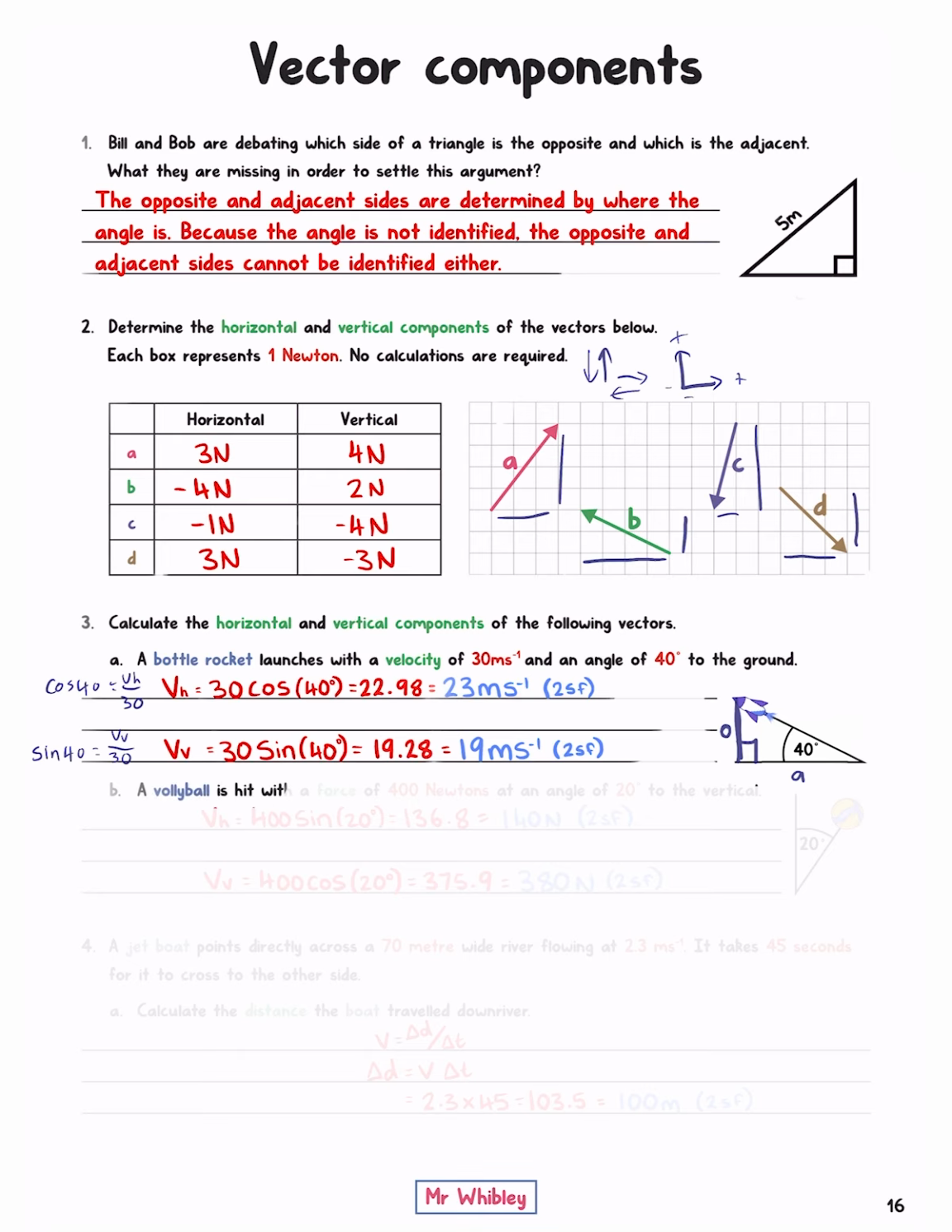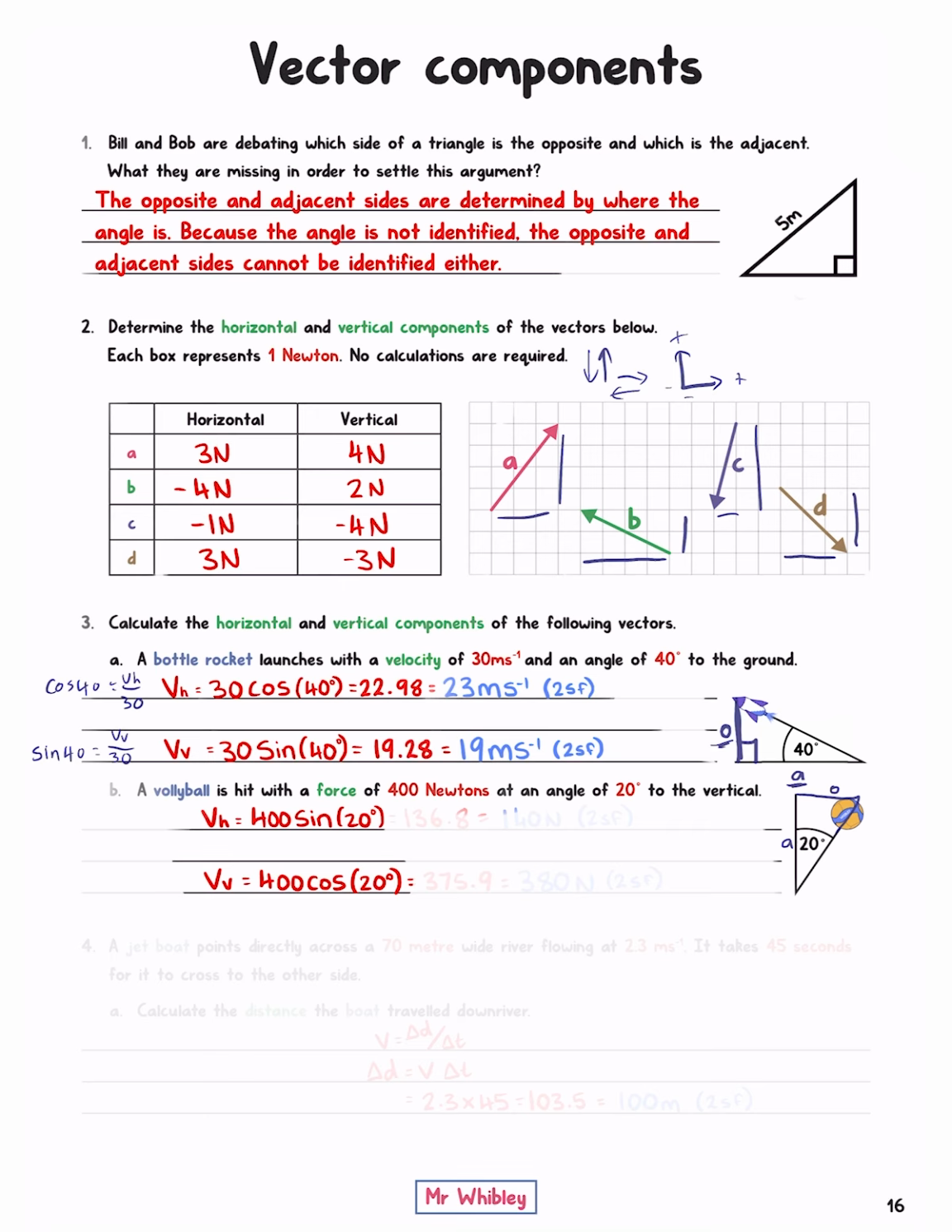A volleyball is hit with a force of 400 newtons at an angle of 20 degrees to the vertical. In this case here, because of the way that the angle is marked, this is now our opposite, and this is now our adjacent. And so whereas before our opposite was our vertical, and our adjacent was our horizontal, for this question here, it's the opposite case. And so we do the same equations, but we swap the sine and cosines around. That gives me 136.8 and 375.9, or 140 and 380 newtons to two significant figures.